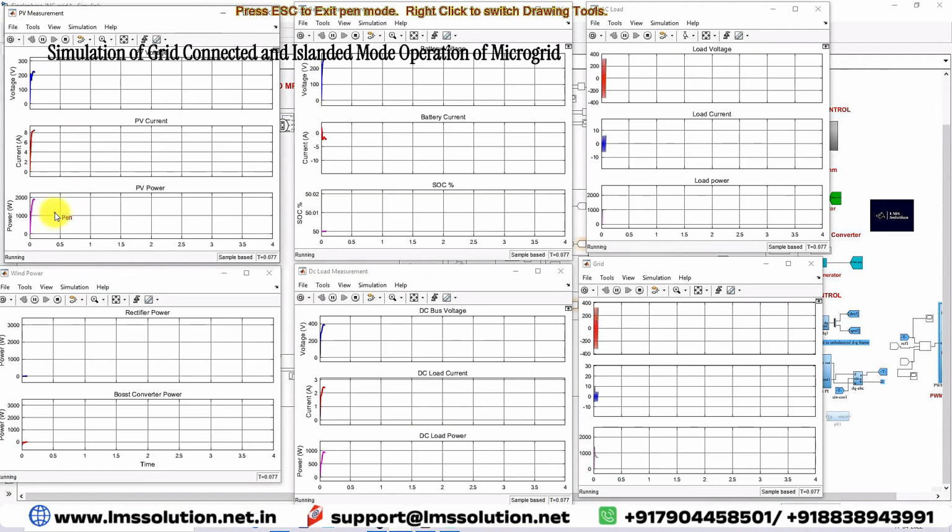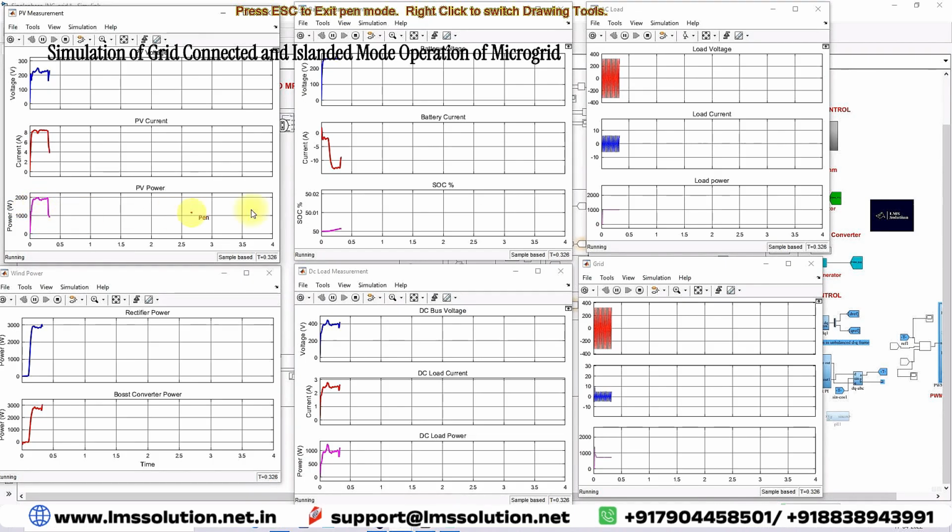The PV power will vary according to the irradiation, because here we set the irradiation initially to 1000, after that it comes to 500, after that it comes to 10 watts per meter square. Again it goes to 500 watts per meter square, and then 1000 watts per meter square, changing every 0.3 seconds. According to the irradiation, the PV power will be varying.